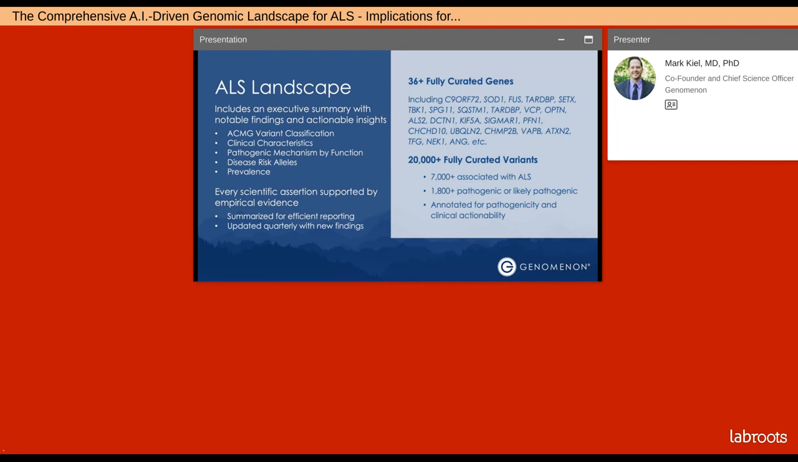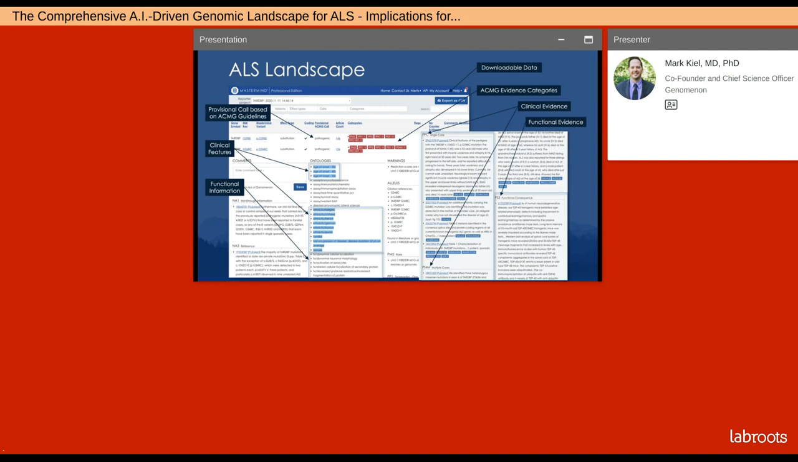So in a little bit more depth, I apologize for the busy slide, but this is a reflection of how exhaustively annotated each of these variants and their associated reference citations is articulated in the ALS genomic landscape. You can see the provisional call according to those ACMG criteria after review of every one of the single dozens, hundreds of articles that mention any one of these variants.